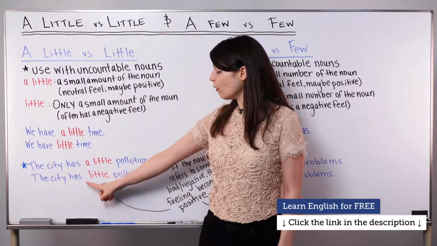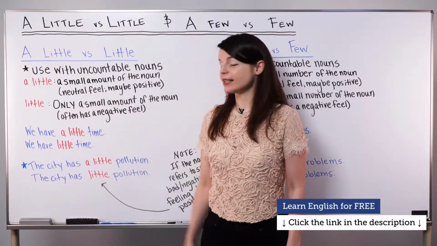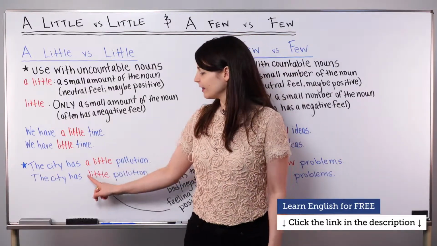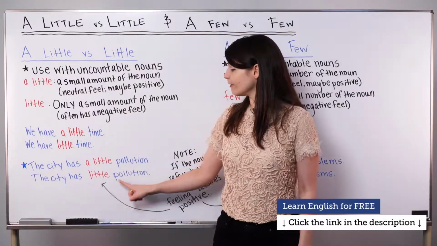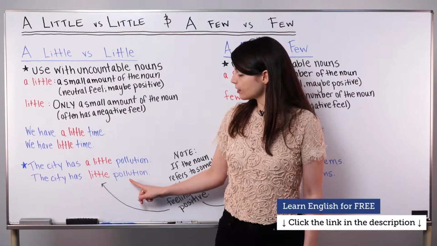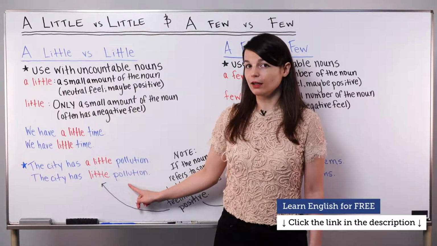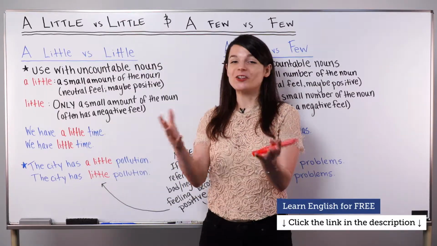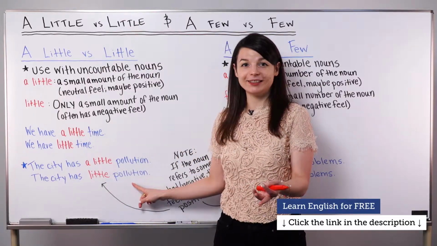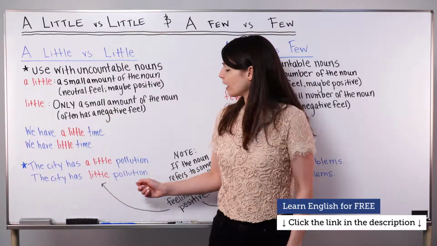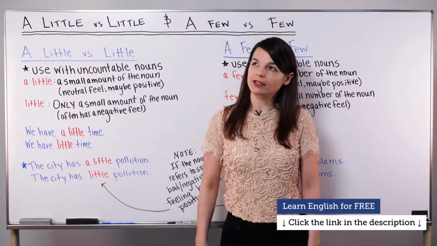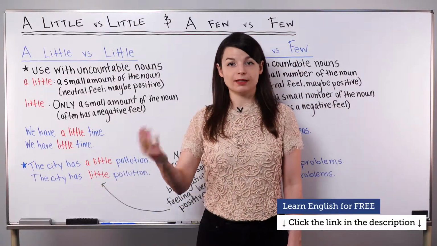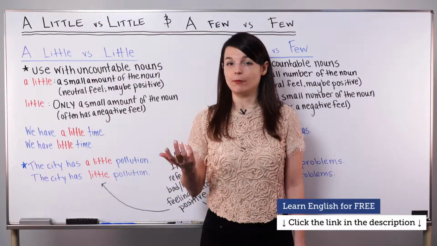If I use no article here though, the city has little pollution. Actually, that's a good thing. So we're saying there's only a little of this. Because pollution is a bad thing, using little shows there's not a large amount of this bad thing, and that means it's good. So if this noun is something that's negative or not good, then using no article is going to create a more positive meaning there.